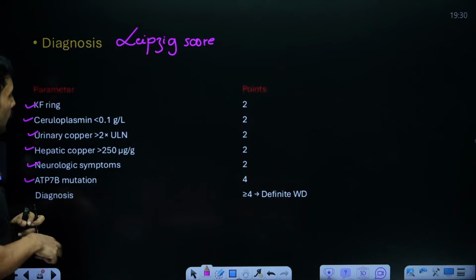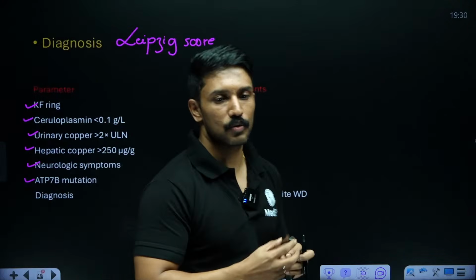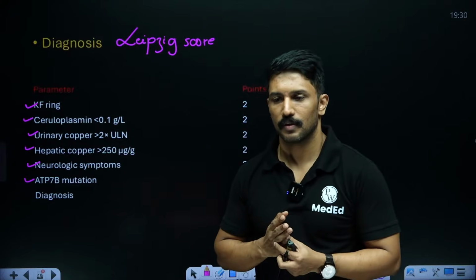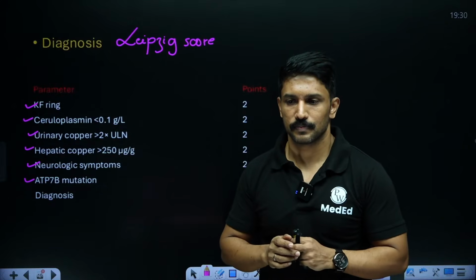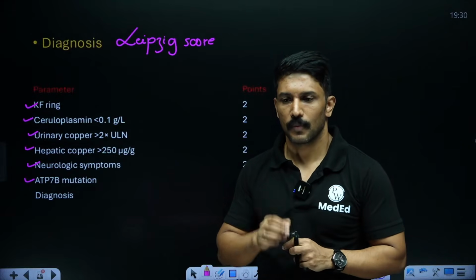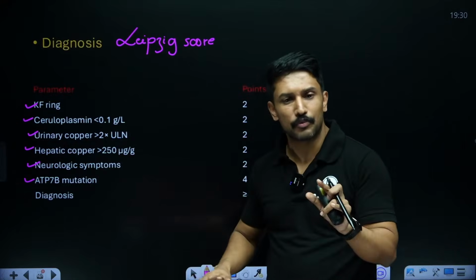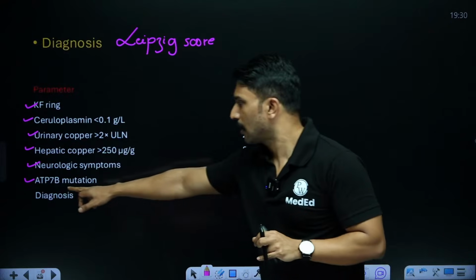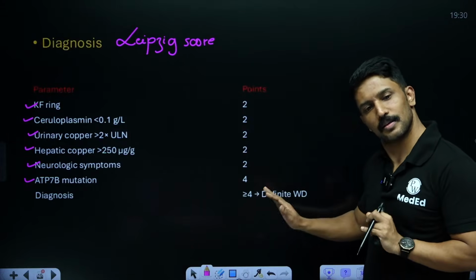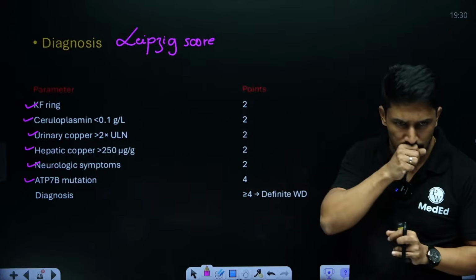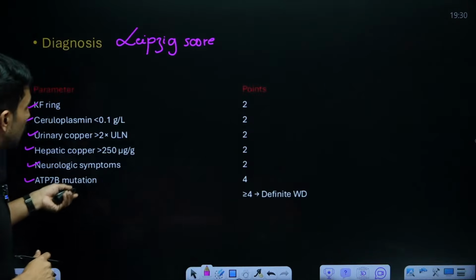So now tell me, among these, which criterion alone is sufficient to make a diagnosis of Wilson disease according to the Leipzig score or Leipzig criteria? Yes, if you have a symptomatic patient with Wilson disease and you get ATP7B mutation, you get 4 points and it is diagnostic. You don't need any other points to be met, right?